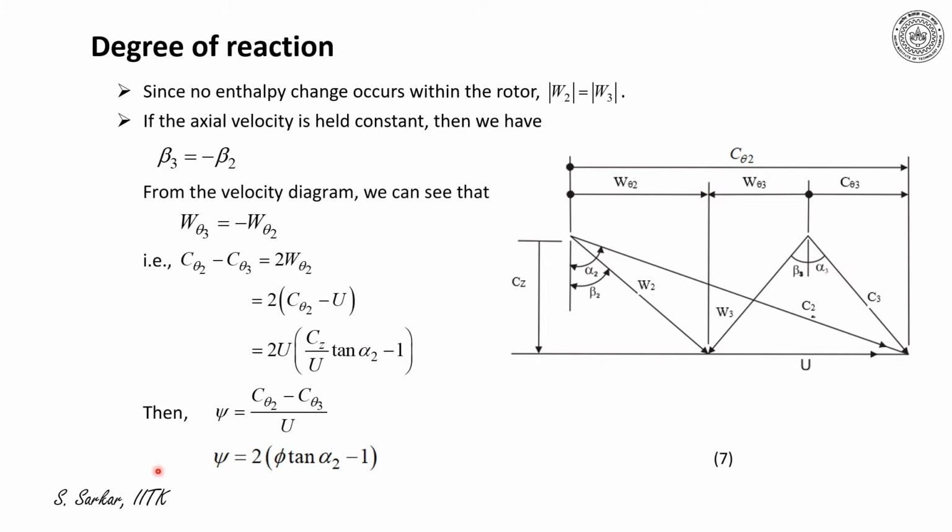Now, by definition, psi, which is the blade loading capacity, is equal to c theta 2 minus c theta 3 divided by u. Thus, psi becomes twice within bracket phi tan alpha 2 minus 1. Just for an impulse turbine, I have got an important relation, which is psi is equal to twice within bracket phi, the flow coefficient, tan alpha 2 minus 1, where psi is called blade loading capacity.